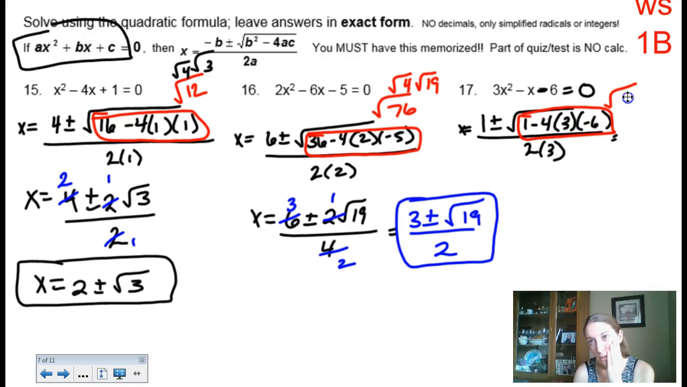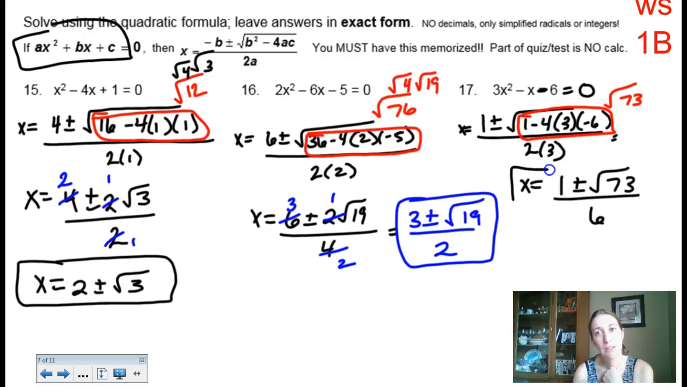72, 1 plus 72, 73. That does not reduce, if I did it right. Yay! This is great news. I like when my quadratic formula does not reduce because it means less work. So 1 plus and minus square root of 73 all over 6. Coefficients don't reduce at all. So there's my two ugly answers.